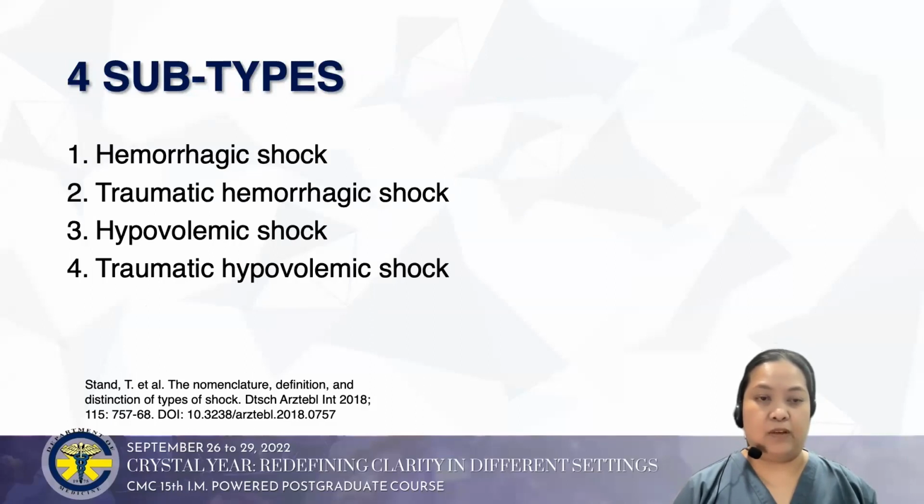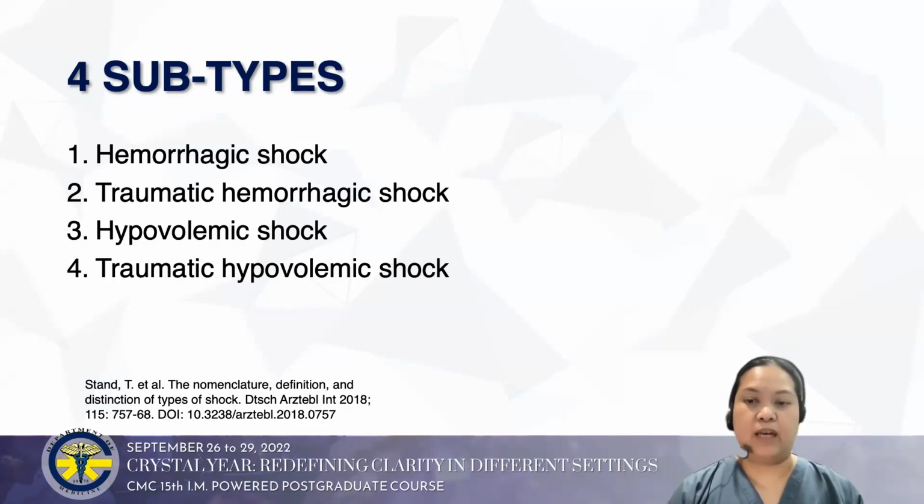There are four subtypes of hypovolemic shock. There's hemorrhagic shock, traumatic hemorrhagic shock, hypovolemic shock, and traumatic hypovolemic shock. Hemorrhagic shock results from acute hemorrhage without any major soft tissue injury. Traumatic hemorrhagic shock, however, is an acute hemorrhage with accompanying soft tissue injury, and in addition, there may be release of immune system activators. Classically, hemorrhagic shock can be anything like GI bleeding, and traumatic hemorrhagic shock can occur secondary to accidents, particularly vehicular accidents, or any other form of trauma causing blood loss.